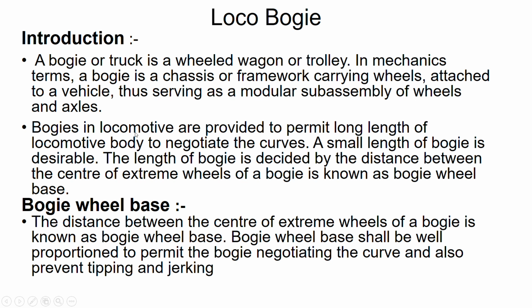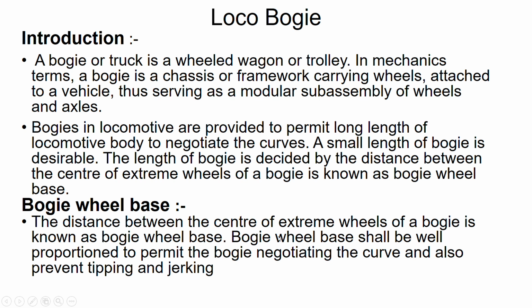Bogies in locomotives are provided to permit the long length of the locomotive body to negotiate the curves. A small length of bogie is desirable. The length of the bogie is decided by the distance between the centers of the extreme wheels of a bogie, which is known as the bogie wheel base.